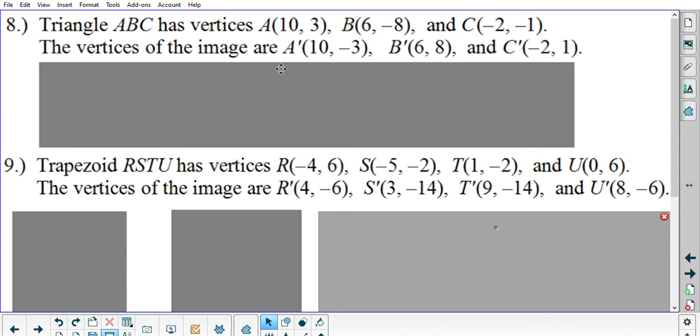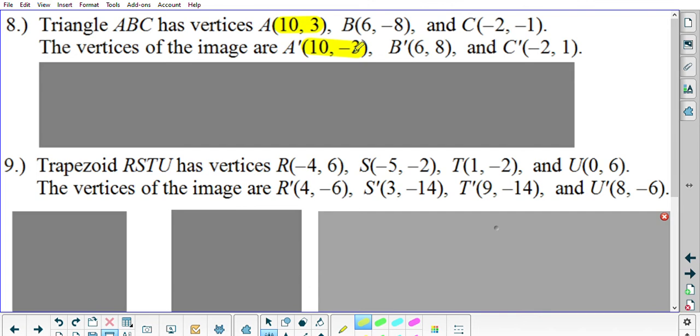Now we see what the vertices are for the image. Now, we've got to be observant. Let's take a look at the first ordered pair. It was (10, 3), but now it's (10, -3). So the x stayed the same, but the y changed and became its opposite. That sounds like a reflection, like we learned on the very first page of these guided notes.